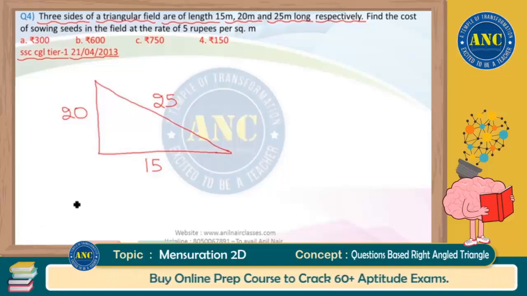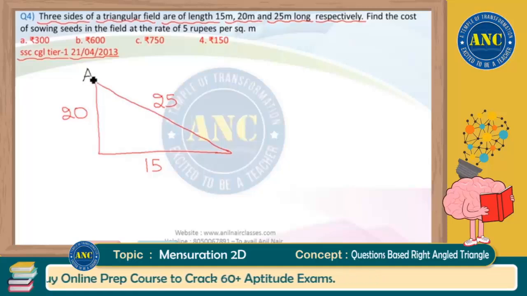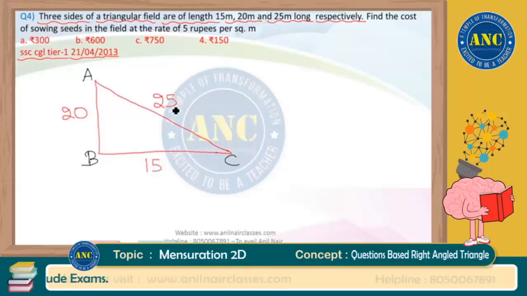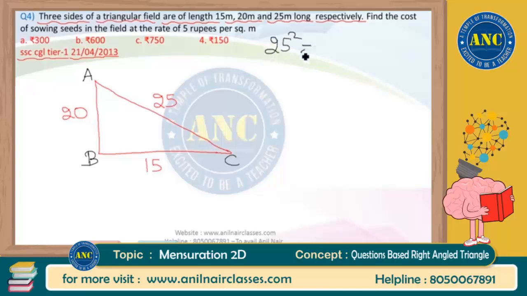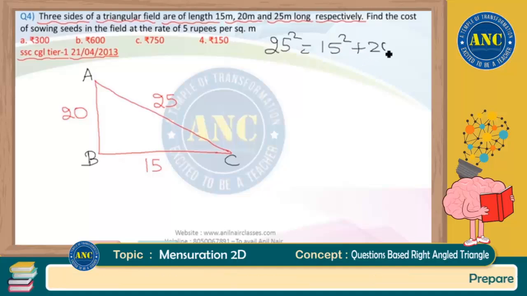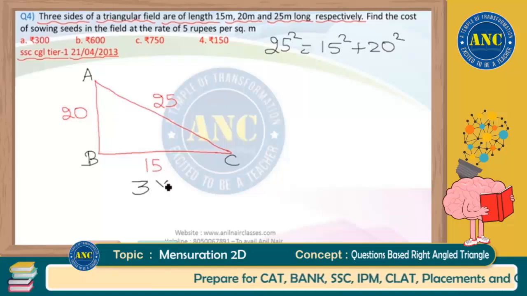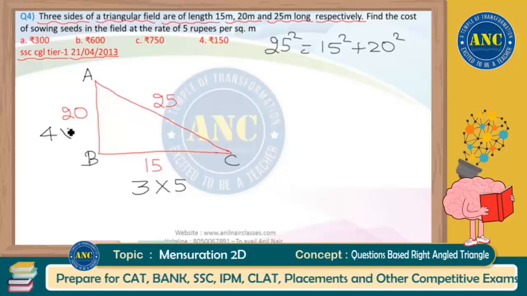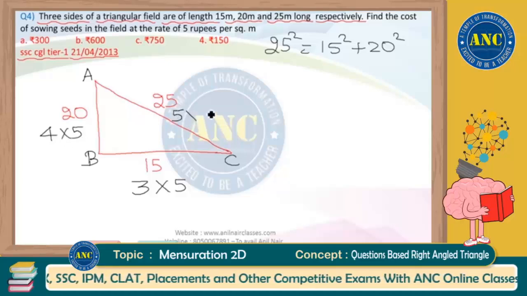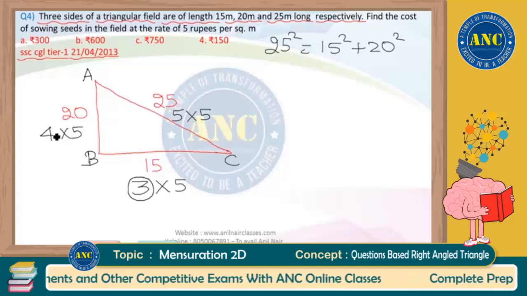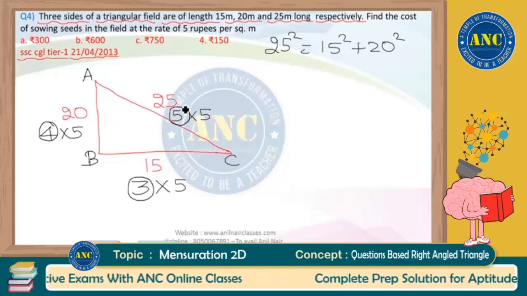Sir, one doubt, sir. How did you draw this triangle looking similar to a right angle triangle? Did you come to a conclusion that 15, 20, 25 is a Pythagorean triplet? Did you validate it? Can you please check it out? Yes. I did not do it as 25 square is equal to 15 square plus 20 square and then come to a conclusion. But what I did is, 15 is nothing but 3 into 5. 20 is nothing but 4 into 5. 25 is nothing but 5 into 5. That means 3, 4, 5 are Pythagorean triplets.